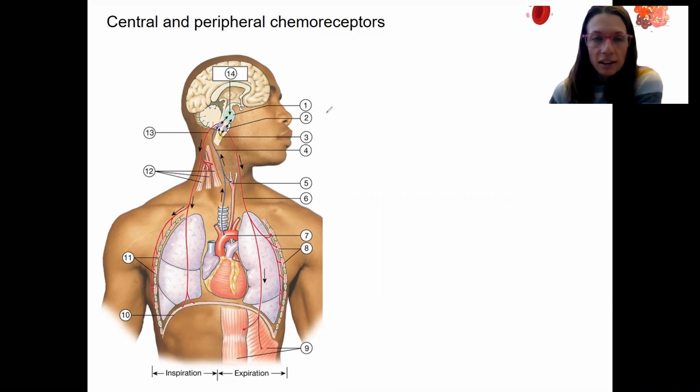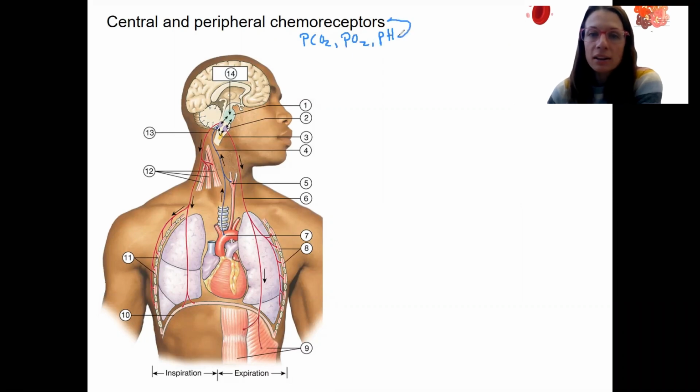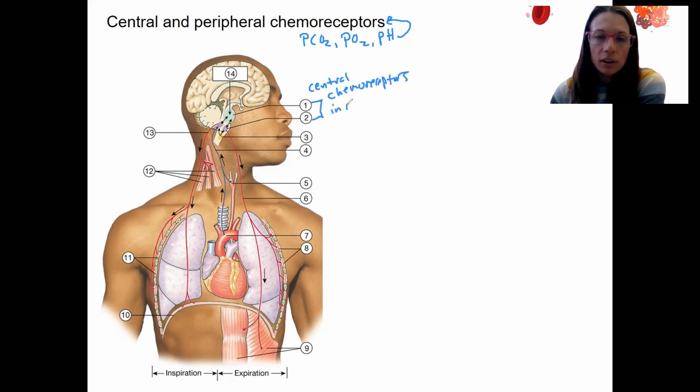So we are going to look at what those centers need as stimuli, right? So altered PCO2, altered PO2, and pH are going to be detected by chemoreceptors. These chemoreceptors can be located centrally, so within the brainstem itself. These are central chemoreceptors in the medulla. Medullary chemoreceptors. Central means in the brain.